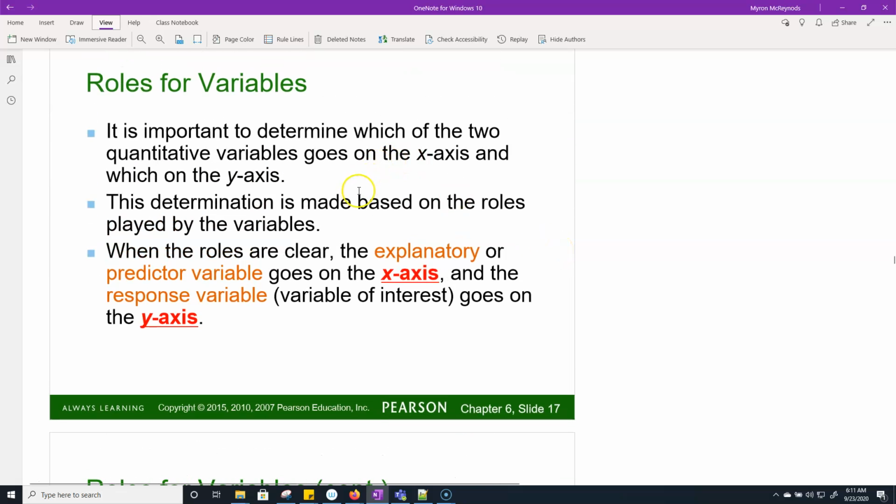It's important to determine which of the two quantitative variables goes on the x-axis and which is on the y-axis. So the determination is made based on the roles played by the variables. When the roles are clear, there's an explanatory variable, a predictor variable, that goes on the x-axis. That's a predictor or explanatory. And then there's the response that goes on the y. So think about it like this. The x-axis is going to be the explanatory. It's the predictor. As this goes up, the y one responds and does something. It's almost like the explanatory is causing the response.